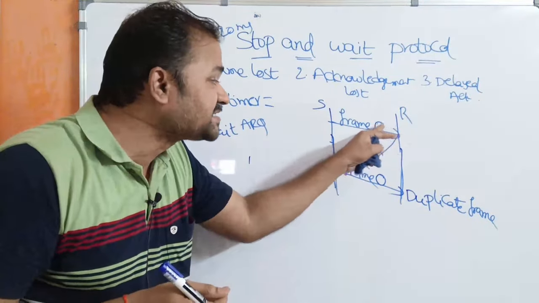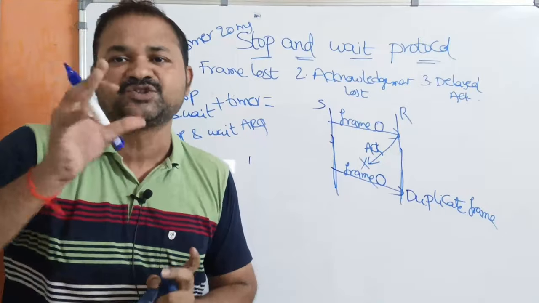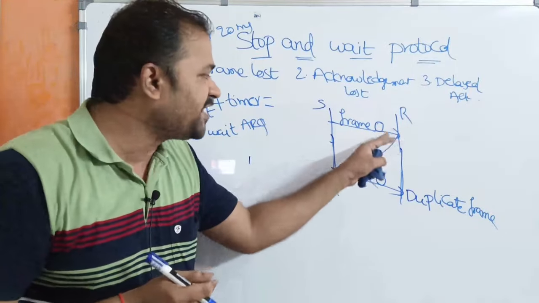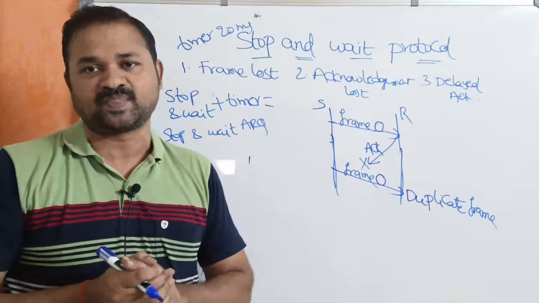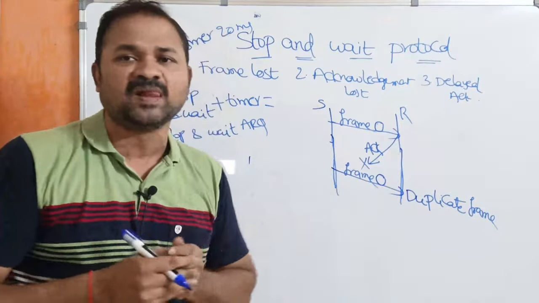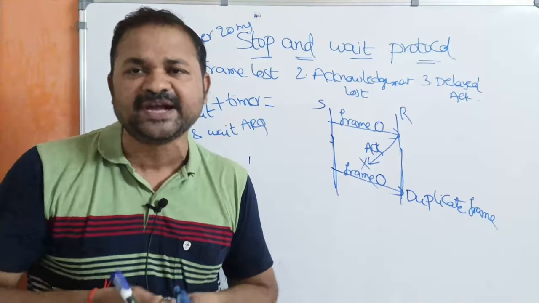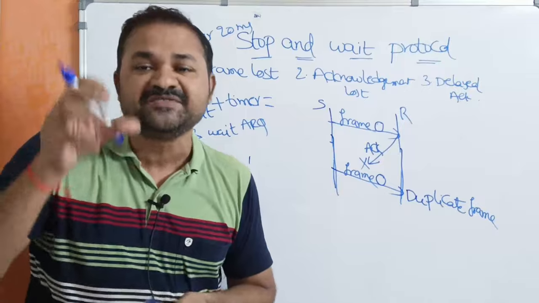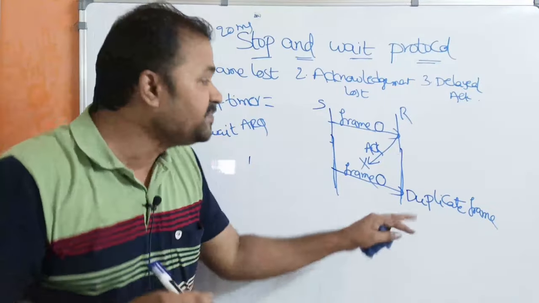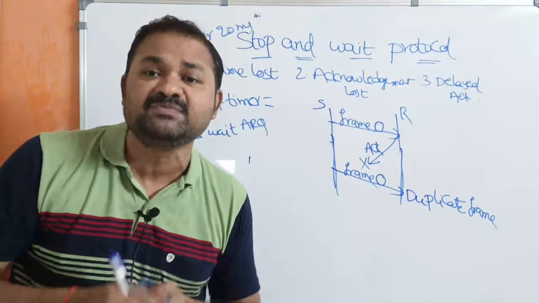Already the receiver has that frame 0. There is no problem with frame 0. That frame 0 is successfully received, but that acknowledgement is lost. So by seeing frame 0, the receiver thinks that it is the duplicate frame. Already the receiver has that frame, so now the receiver discards that frame. Why? Because the receiver already has frame 0.